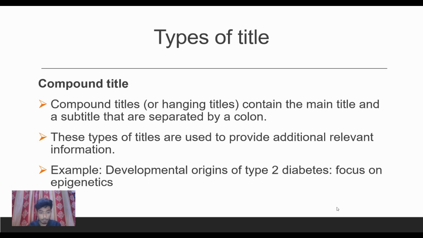Fourth one is the compound title. It is a type of title which contains a main title and subtitle that are separated by a colon. These types of titles are used to provide additional relevant information. Here, "Developmental origins of type 2 diabetes: focus on epigenetics" is an example of a compound type title.